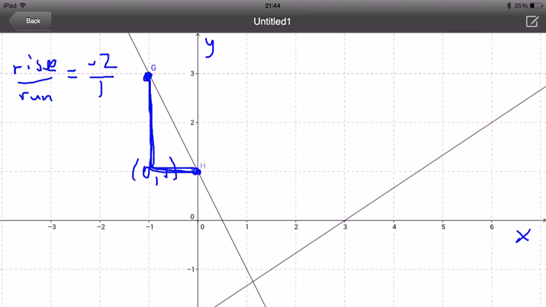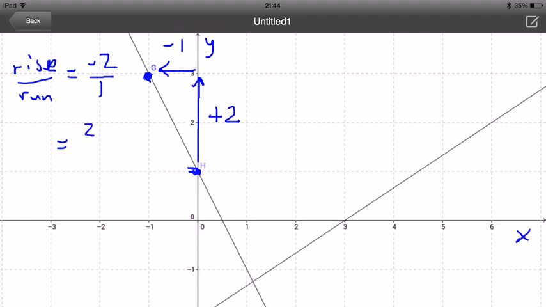Now what if we did the opposite, and instead of saying that G was the first point, G was the second point. So this time we're going to start with H as the first point, and G is the second point. So to go from H to G, the rise would be plus 2, right? And the run would be negative 1, because we're going backwards. So let's write the equation for rise over run here. We have positive 2 over negative 1. So we get negative 2. And here we also get negative 2.